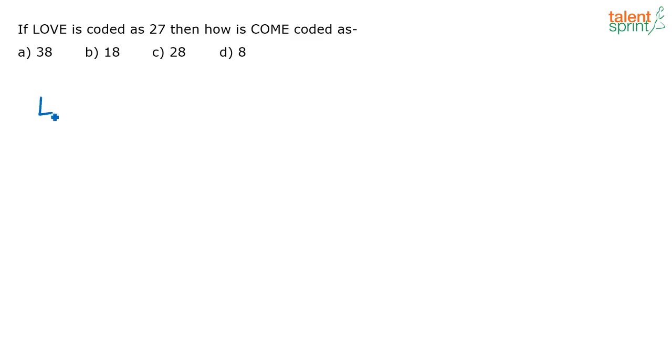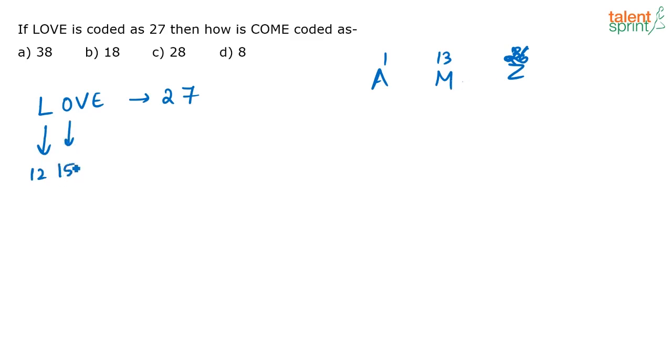See, what they have done here is LOVE is coded as 27. Now, what is the position of L? If you look at the English alphabet, I told you, A is 1, Z is 26. All of us remember this, right? You know what is M? I told you, remember M as 13 always. Okay, so then what is the position of L? The position of L has to be 12. Now, if M is 13, N is 14 and O is 15.